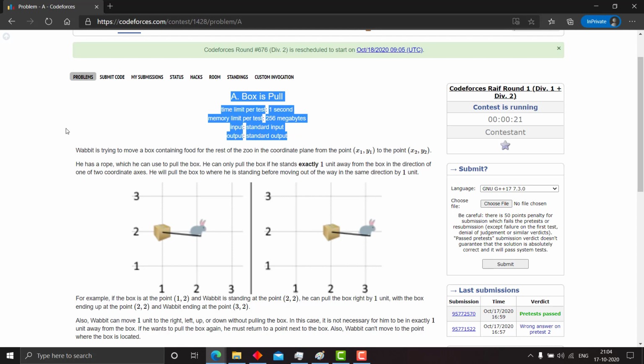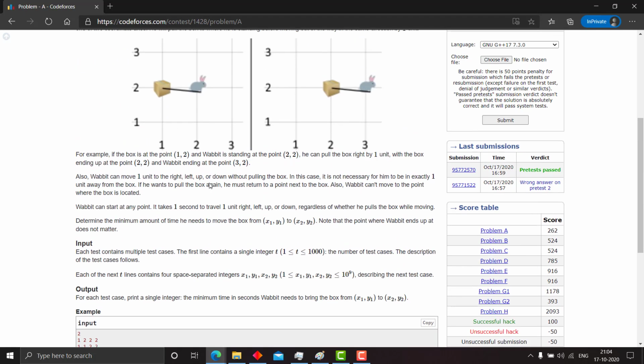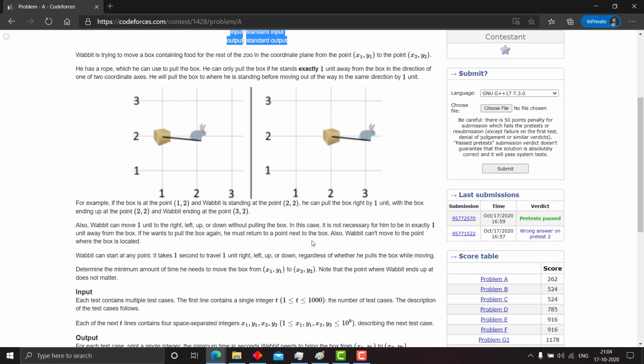In this there is a rabbit who is trying to move a box containing food for the rest of the zoo in the coordinate plane from the point x1 y1 to the point x2 y2. He has a rope which he can use to pull the box. This was a pretty easy and straightforward question.